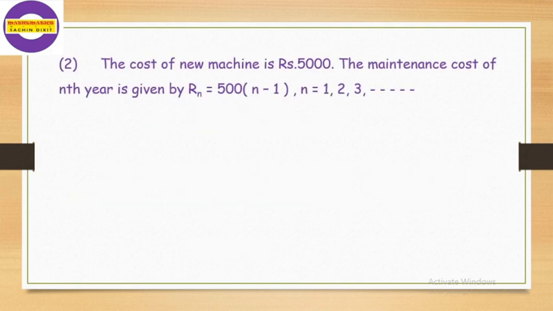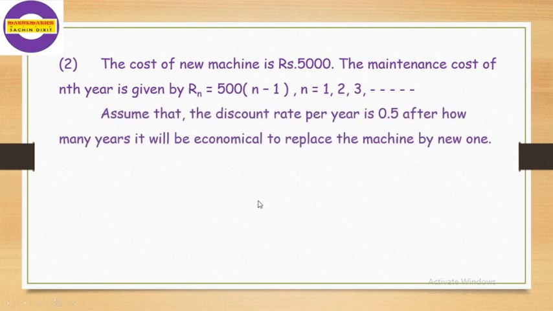We solve one more problem corresponding to this. The cost of the new machine is rupees 5000. The maintenance cost of the nth year is given by Rn equals 500 into n minus 1, where n varies from 1 to 3 and so on. Assume that the discounted rate per year is 0.5. After how many years will it be economical to replace the machine by a new one?